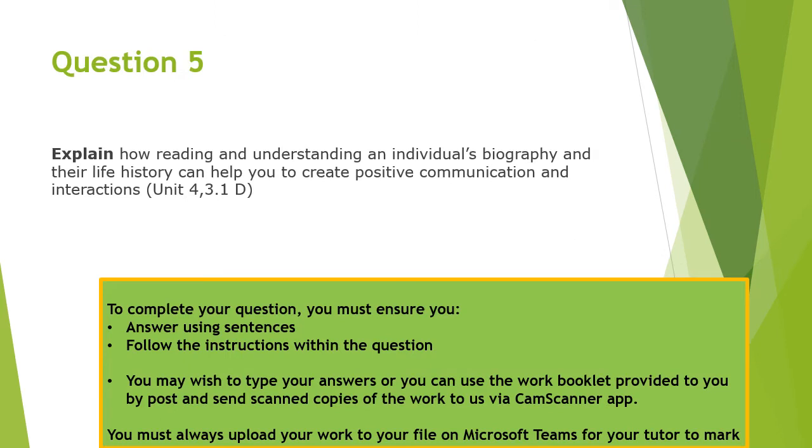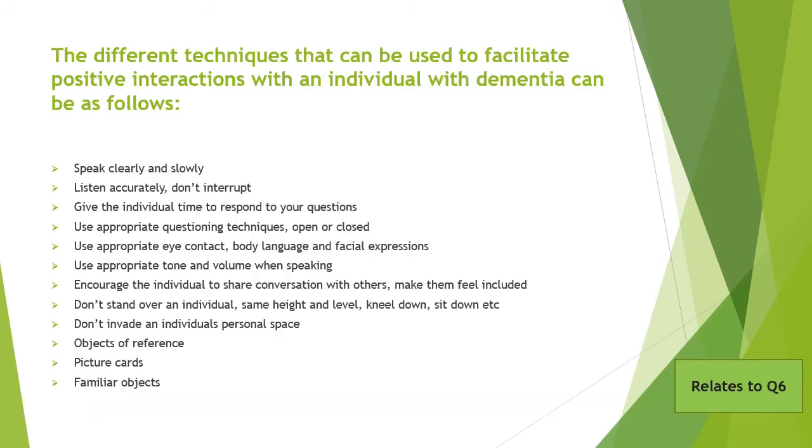So question number 5 is asking you to explain how reading and understanding an individual's biography and their life history can help you to create positive communication and interactions. So remember to write in sentences and paragraphs for your answer. So we're going to look at things that relate to question number 6 now.